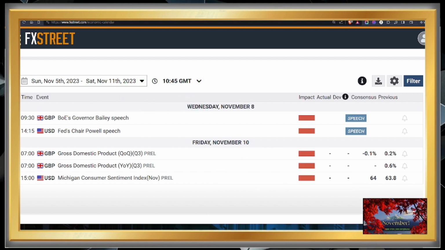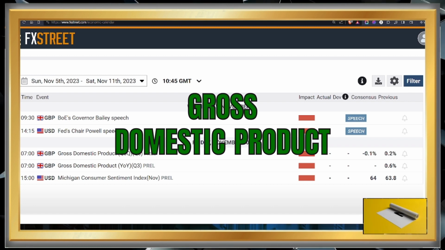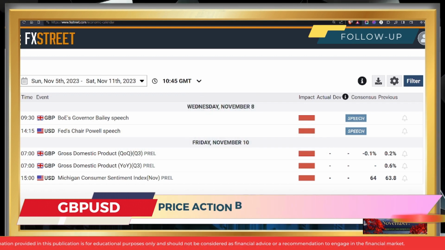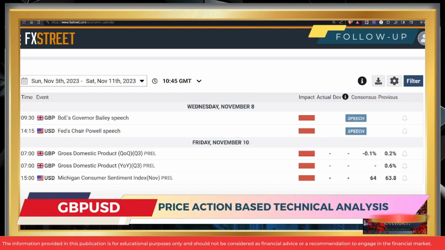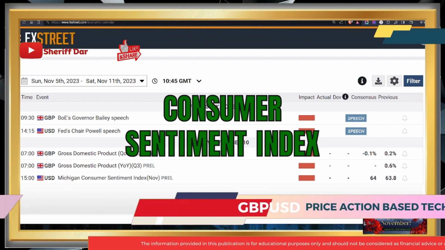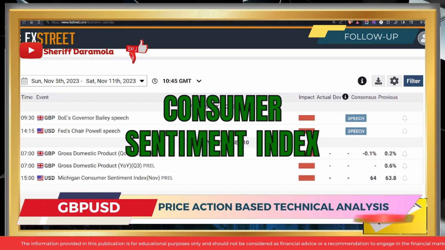Then on Friday, we look forward to the gross domestic product from the United Kingdom economic docket, another very impactful event which provides insights into the overall health of the United Kingdom's economy. Then lastly, on Friday, November 10th, we have the Michigan Consumer Sentiment Index, another high impact event everyone in the market will be looking forward to.